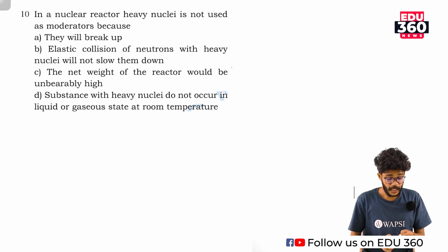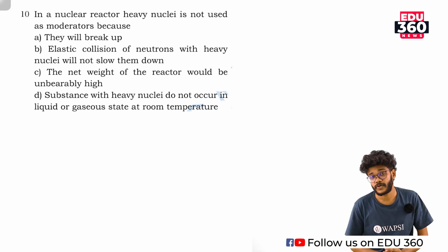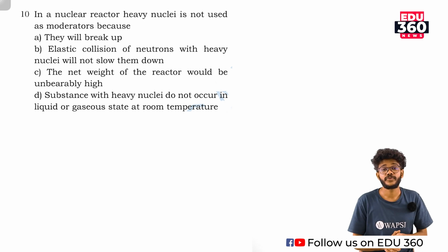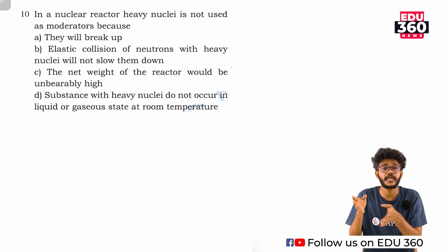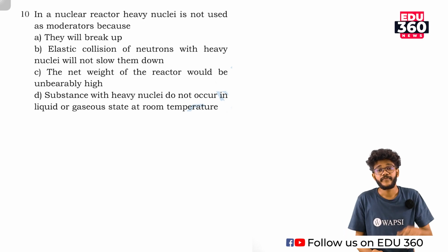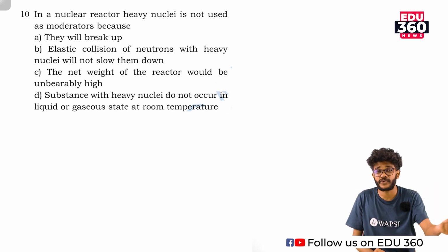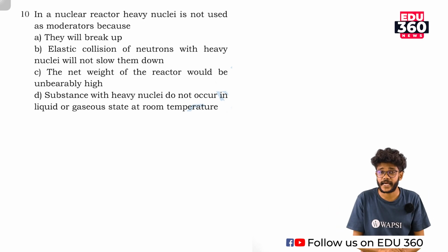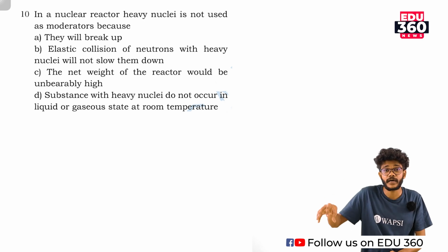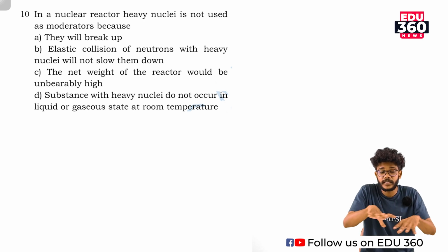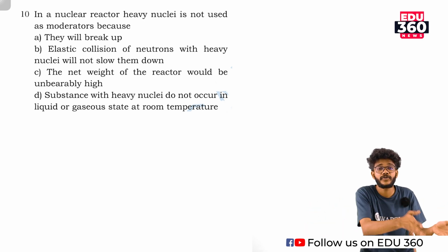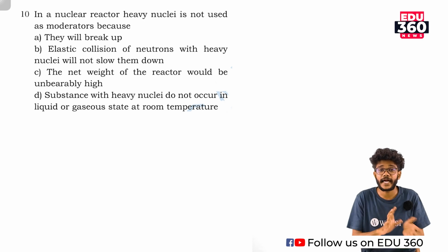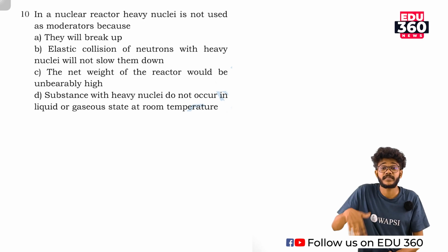the 10th question. In a nuclear reactor, heavy nuclei are not used as moderator, because... What is the function of a moderator in nuclear reactors? The moderator will absorb the extra neutrons created by a nuclear reaction. We know that nuclear reactions are chain reactions: once they start, they continue until all the elements are reacted. All the reactions happen to each and every atom. This can only be stopped by absorbing the extra neutrons.